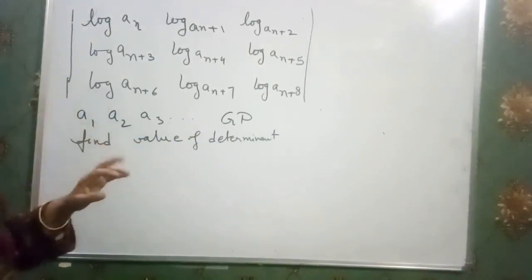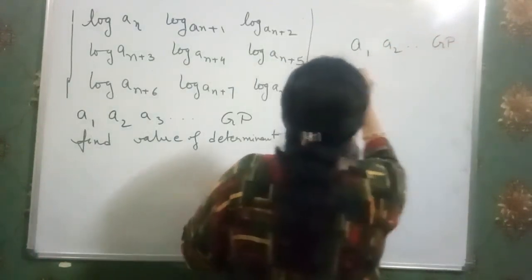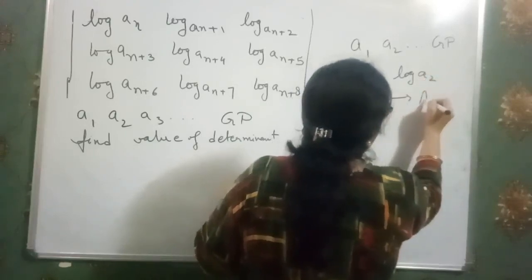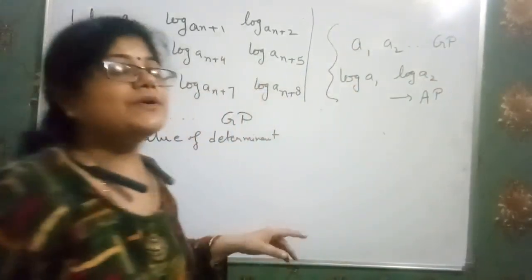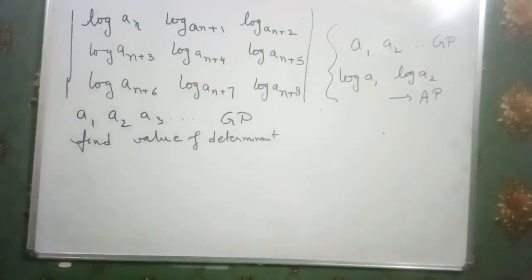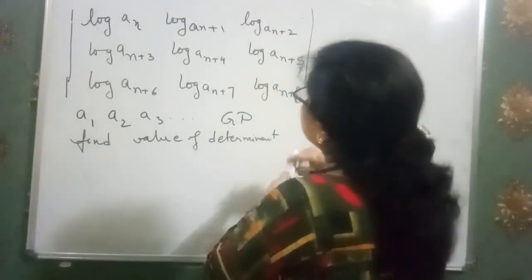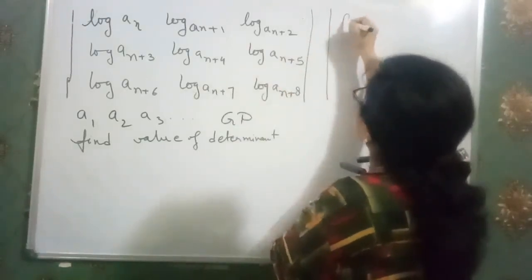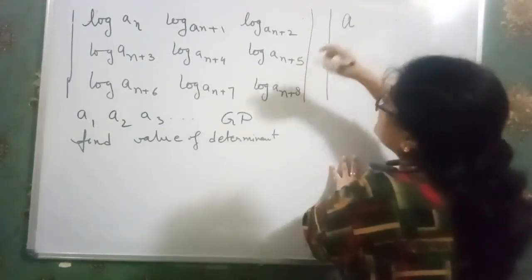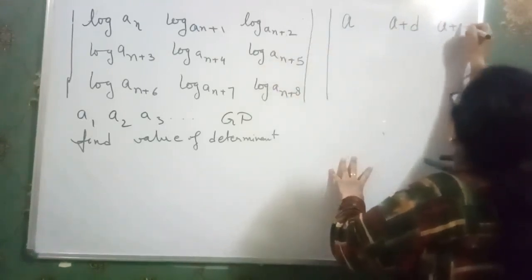One thing I want to tell you here: if a1, a2 are in GP, then log of a1, log of a2 are in AP. This is the most basic concept you should remember. Now, using this concept, we can easily solve our determinant, which transforms in this way. a_n means a, the n plus 1 term means a plus d, and a_n plus 2 means a plus 2d. These are now in the form of AP.